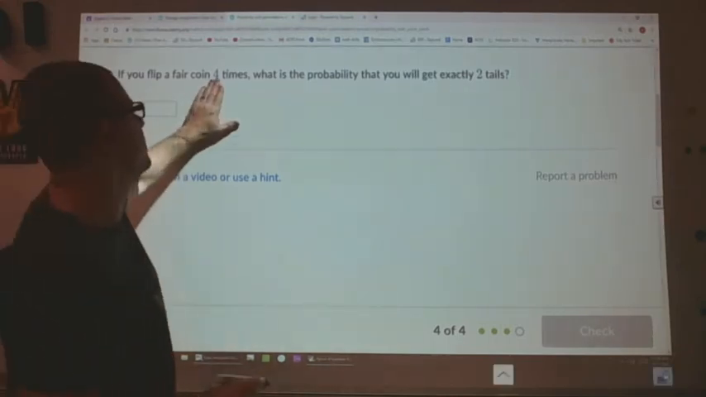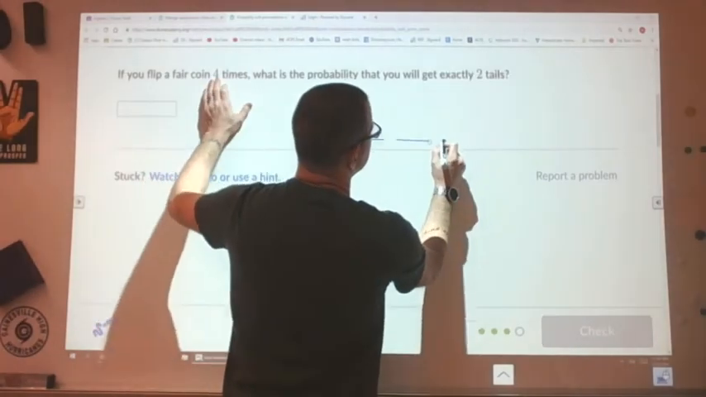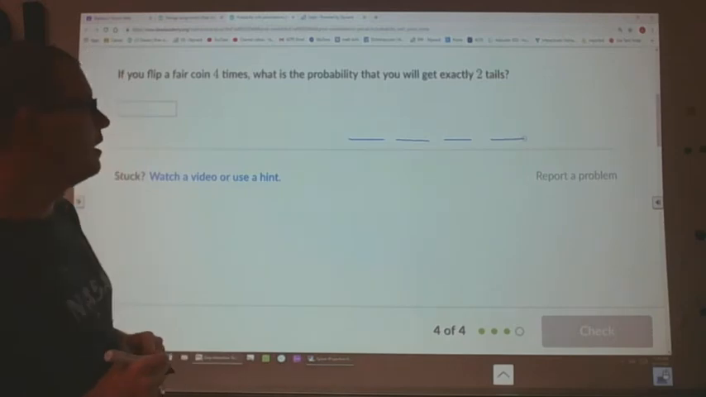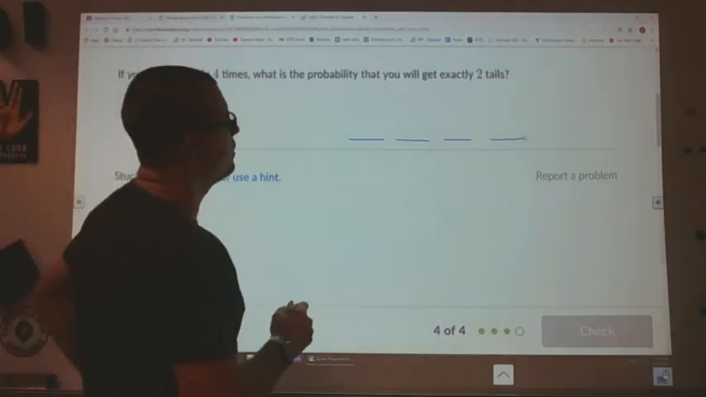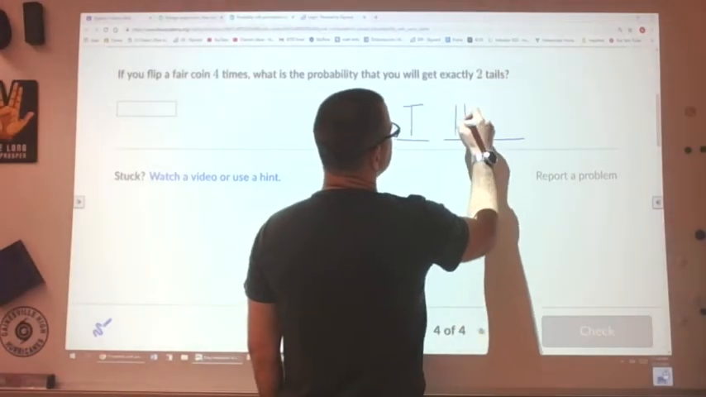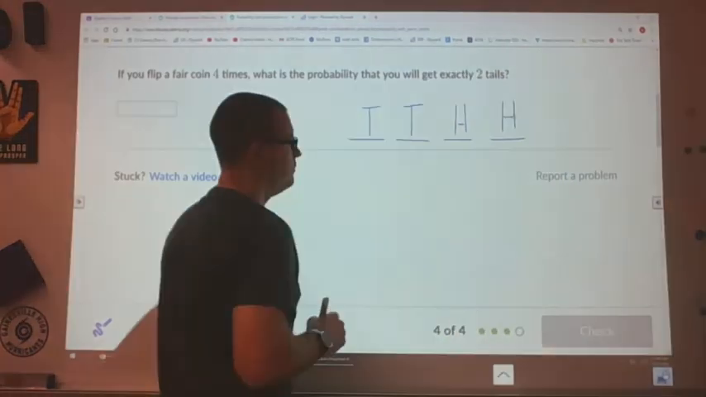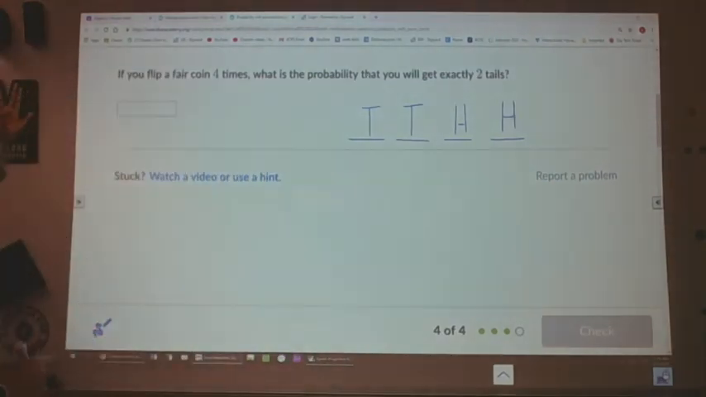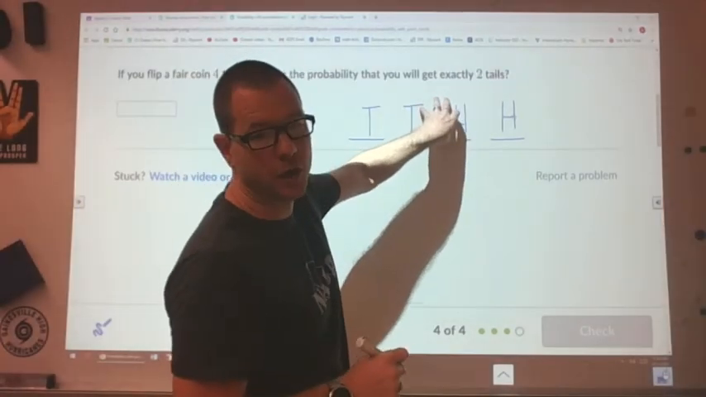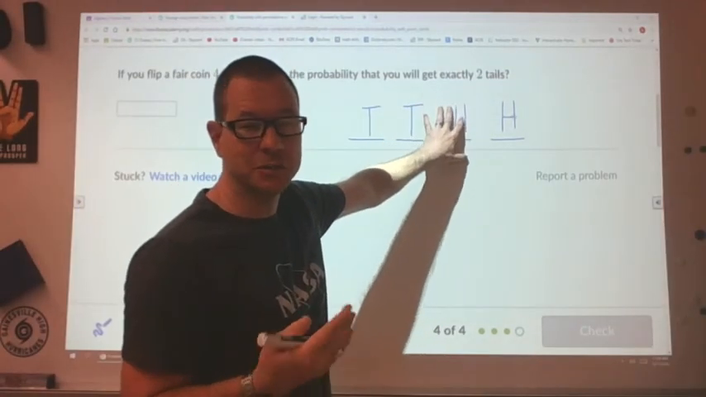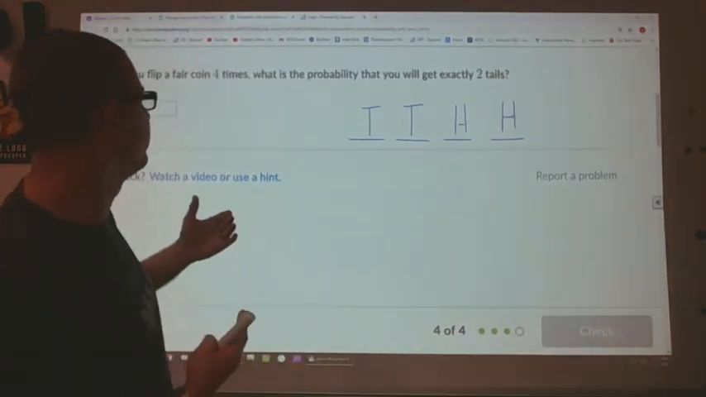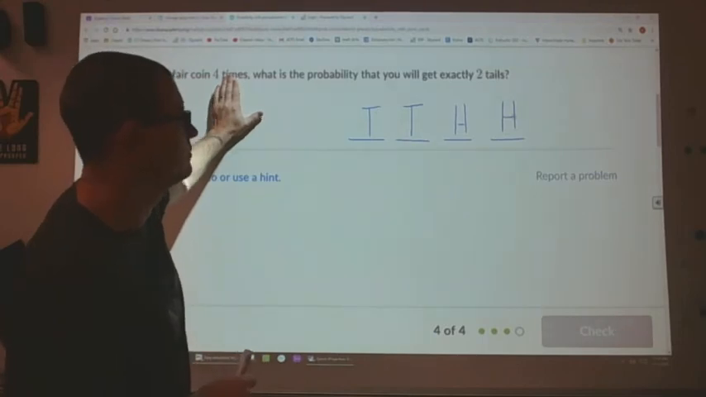In this case, we are flipping a coin 4 times. So 1, 2, 3, 4 events. Of those events, I want 2 of them to be tails, which means the other 2 remaining would be heads. To figure out the probability, though, I need to figure out how many ways can this occur, that we have exactly 2 tails and 2 heads, and how many ways are there for the coin to be flipped 4 times?